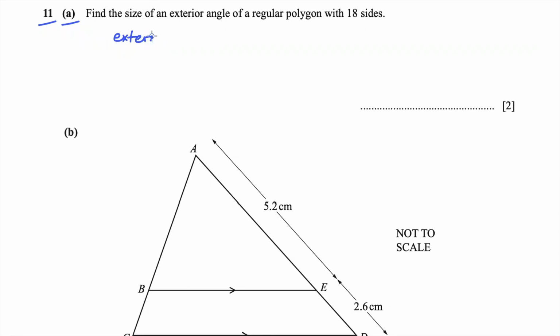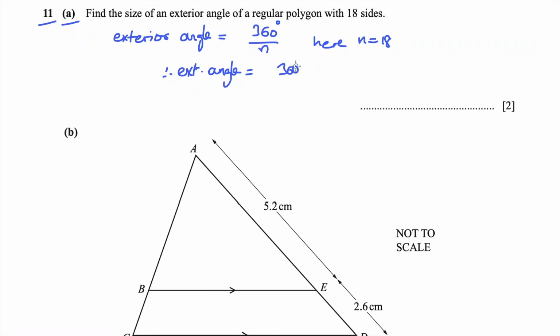So exterior angle would be equal to 360 degrees by n. So here n is equal to 18 and therefore the exterior angle that is required is equal to 360 degrees divided by 18, which is nothing but 20 degrees. Straightforward application of the formula. Exterior angle is 360 by n. Interior angle is (2n minus 4) times 90... overall divided by n.